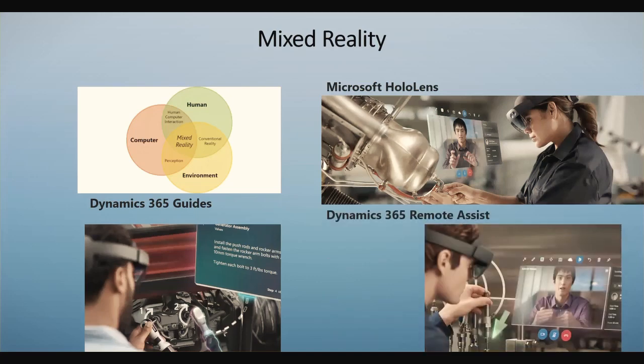Next is Remote Assist. It helps employees work together even when they are worlds apart. Dynamics 365 Remote Assist is the mixed reality tool for instant collaboration. The image shows a technician with HoloLens using Remote Assist.